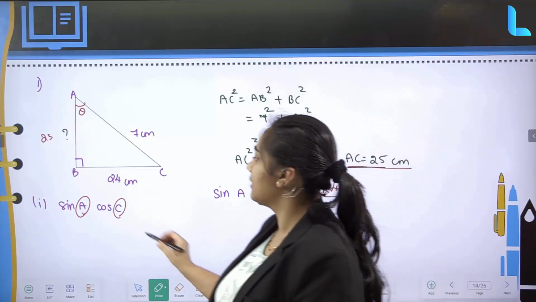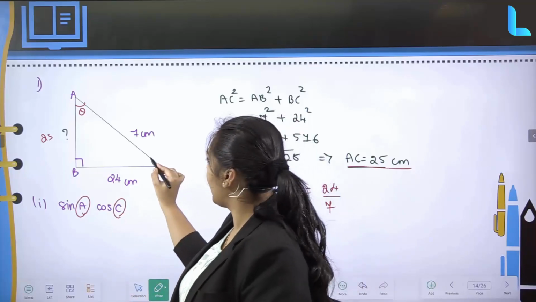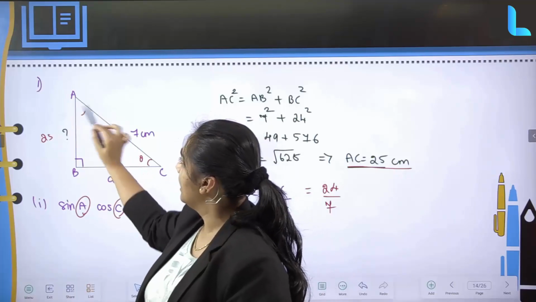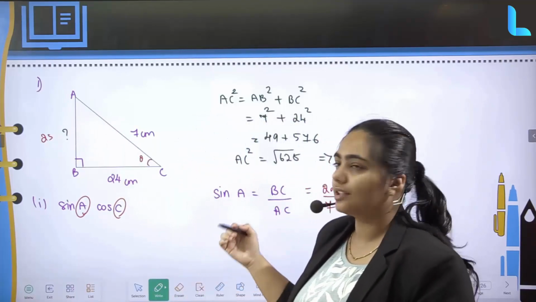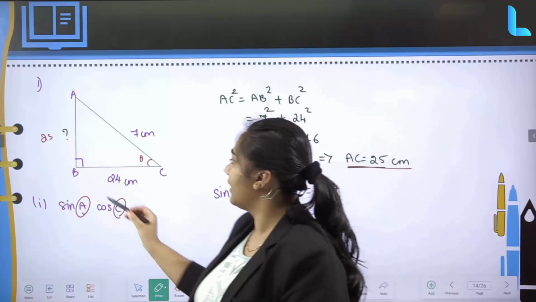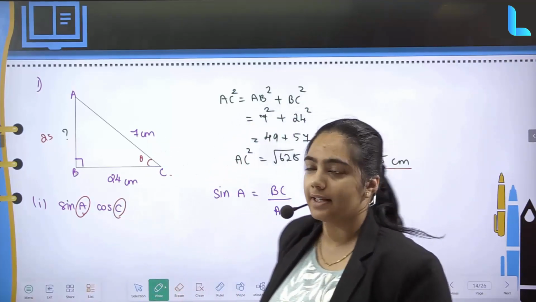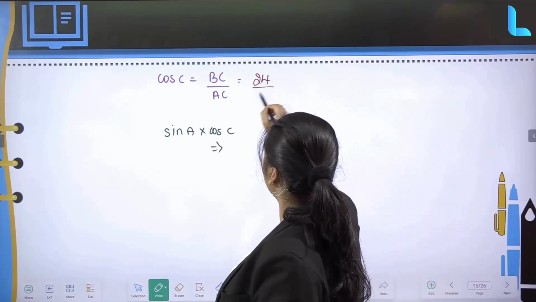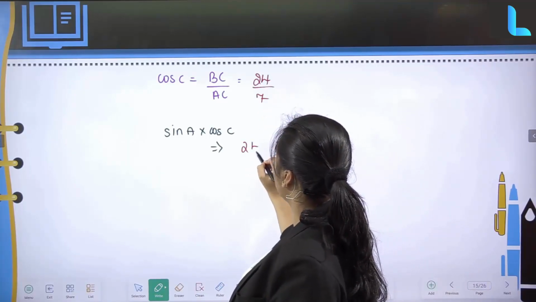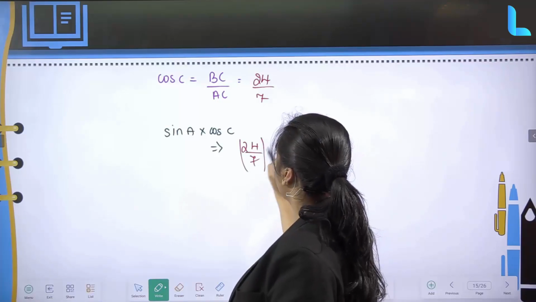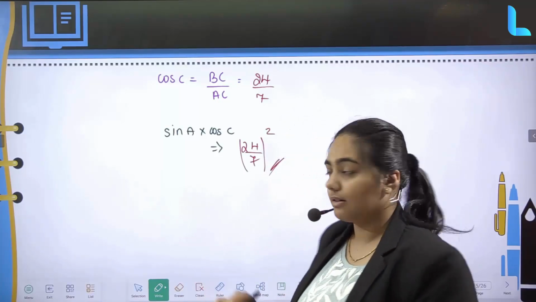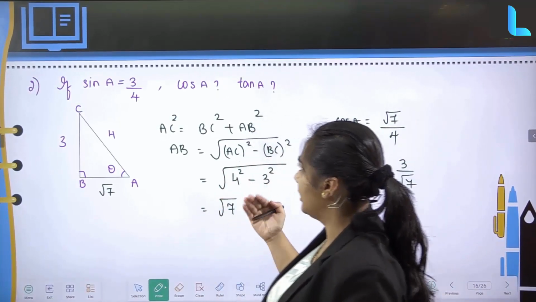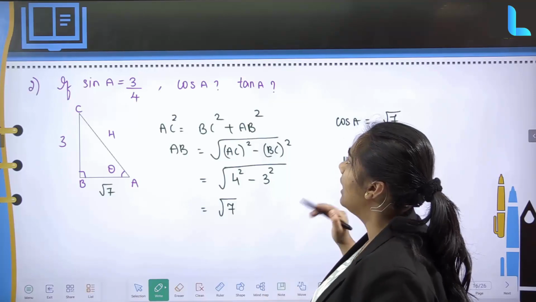Right. The next thing is what cos C is. If my angle is at C rather than over here, then cos C is going to be adjacent divided by hypotenuse. Again, adjacent is going to be 24 divided by 7, and finally you just have to multiply. So over here it is going to be 24 by 7. So just multiply 24 by 7, the whole square is what you'll get as the answer. Clear?